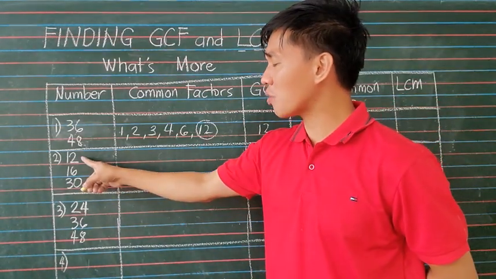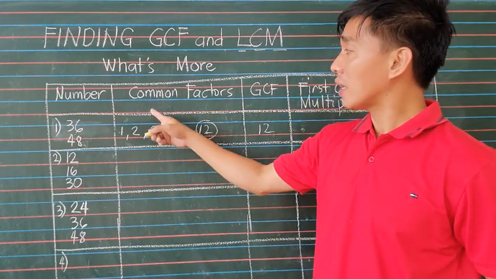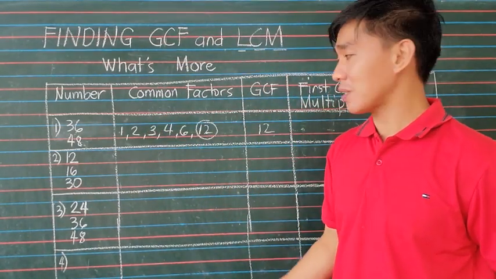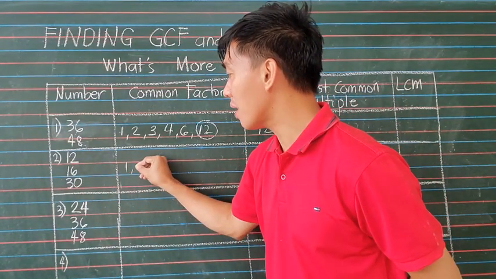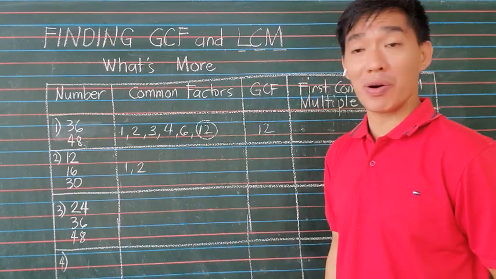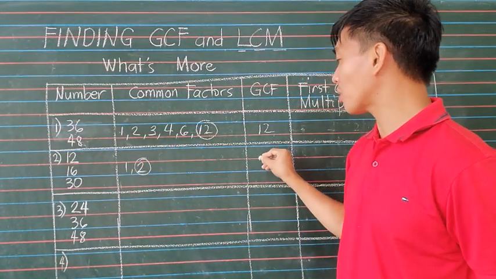How about we try 12, 16, and 30. Let's look for their common factors first. Of course, the 3 numbers are divisible by 1 and by 2. No more. So therefore, their greatest common factor is equal to 2.